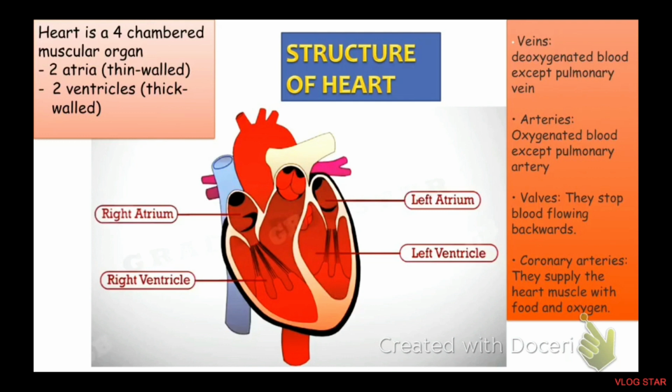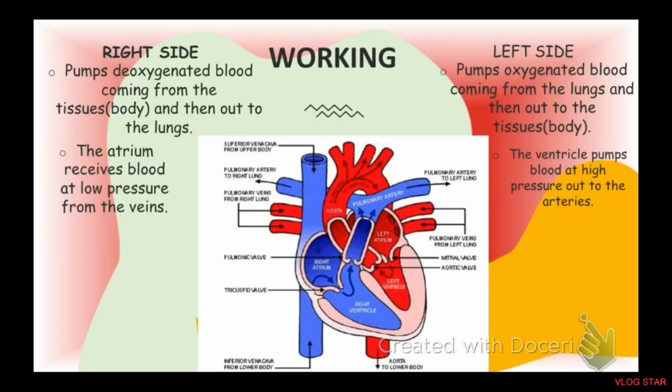Let's go on to the next. The working. Here comes the main part, the circulation of the blood. As we have just studied, the heart has two parts, the right side and the left side. The two upper chambers that we have just discussed are called the atria, whereas the two lower chambers are called the ventricles. Now the right side and the left side are again further divided by a septum over here.